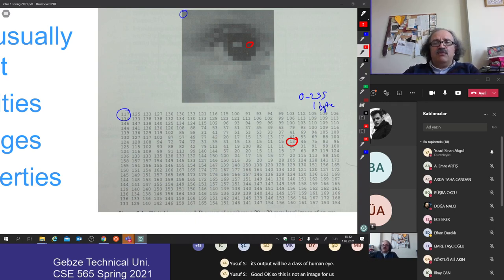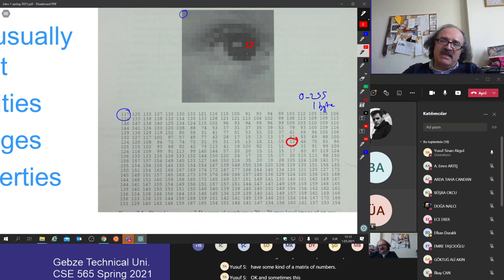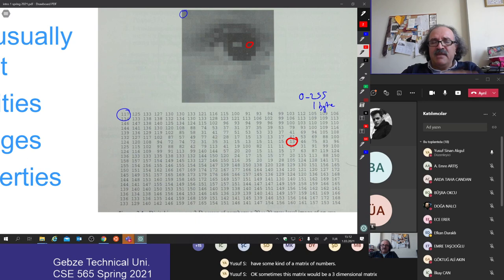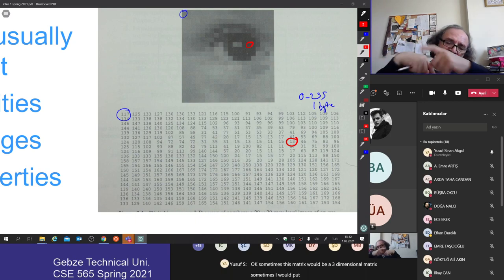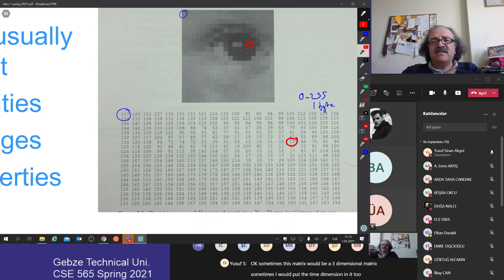Of course, this is not the only image type. There are many other image types, and we are going to look at them one by one. But whatever we do, we will not get away from this picture. We will have some kind of a matrix of numbers. Sometimes this matrix would be a three-dimensional matrix. Sometimes I would put the time dimension in it too. But we will have these kind of numbers in there.